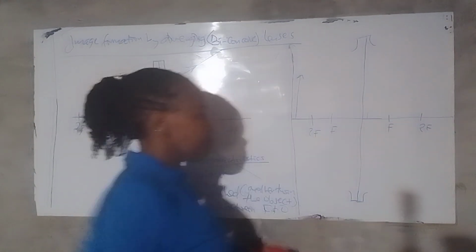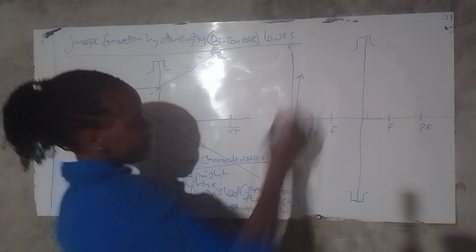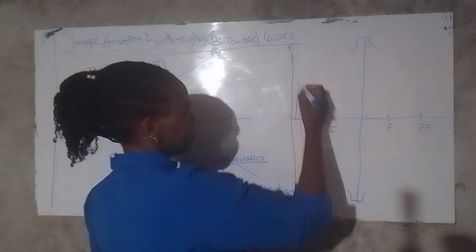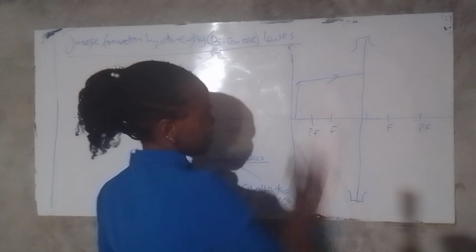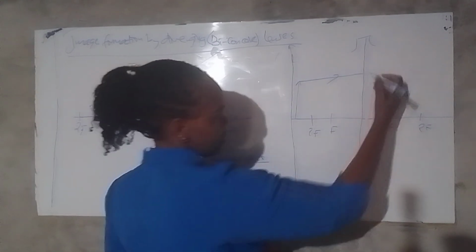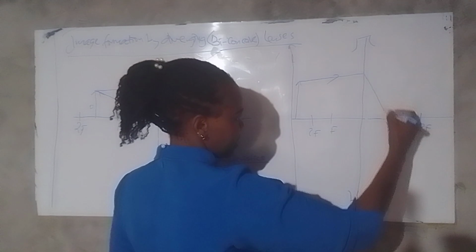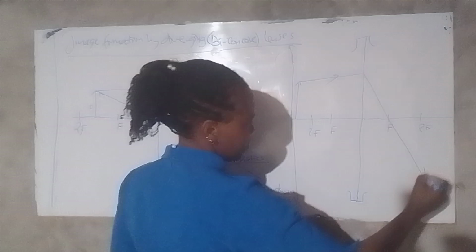So where will it form? Okay, so it's too big. So following the rules, now we can do it faster. You've gotten used to it. So that will be refracted through the principal focus.